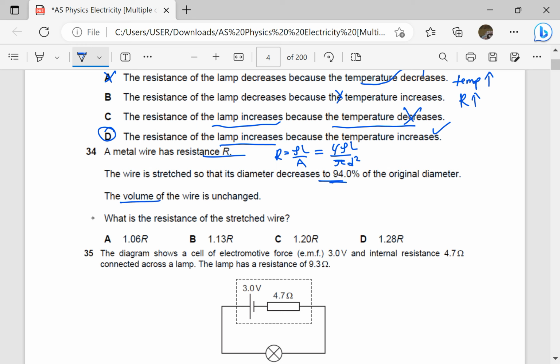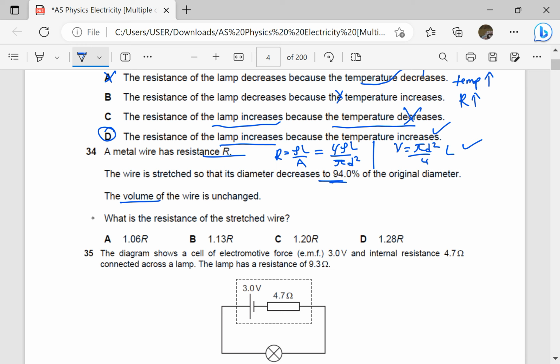But they say the volume remains the same. What is the relationship between the volume and area and length? We know that volume is equal to pi d squared over 4, which is the cross-sectional area, times the length of the conductor. So before stretching, let the volume be that one.